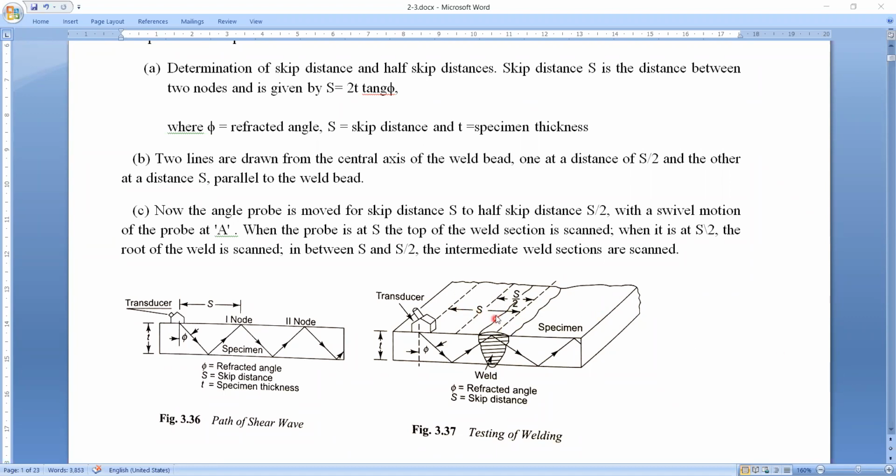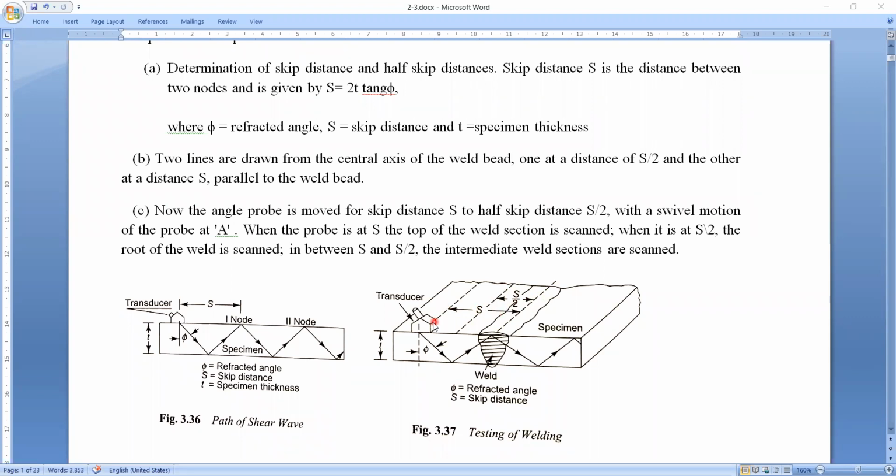Here we have to draw two lines parallel to this weldment. One line is like this, which is apart from the weldment, the center of the weld, by S distance, and we have to take one more line that is parallel to the weldment at a distance of S/2, half skip distance. These two are called, this S is the skip distance, S/2 is half of the skip distance.